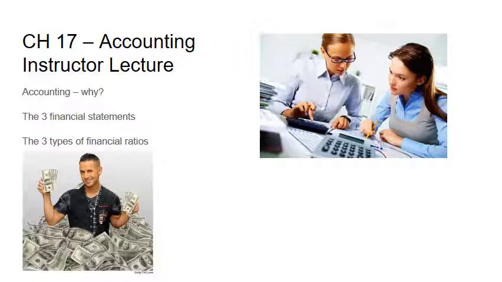We'll look specifically at the three main financial statements, which are commonplace across all businesses. And then we're going to look at the three financial ratios that mostly banks and investors use to kind of evaluate the health and viability of investing in a company based on those financial ratios. So here we go.